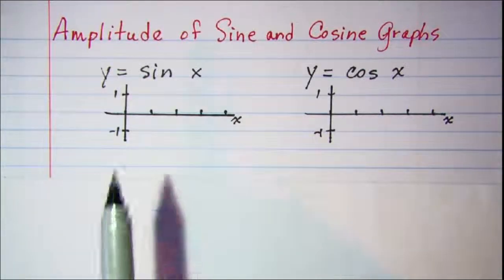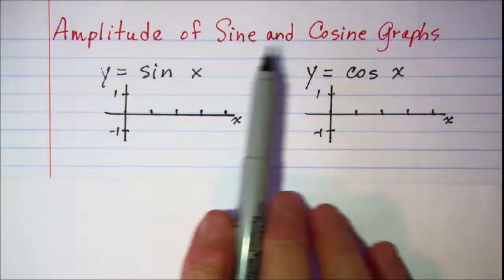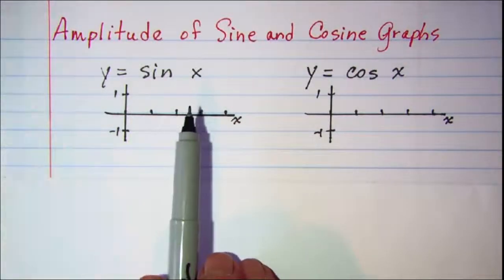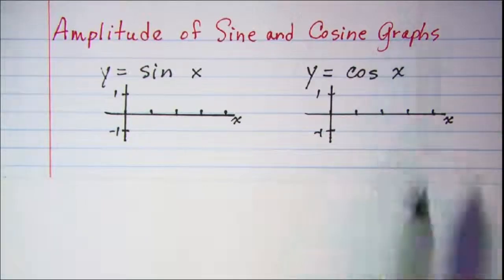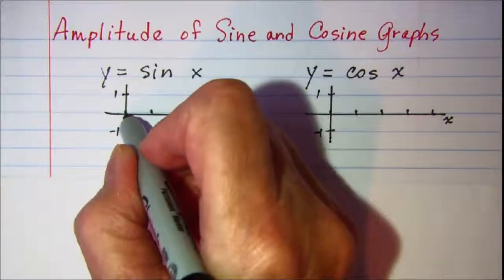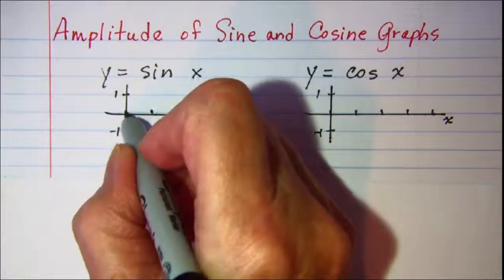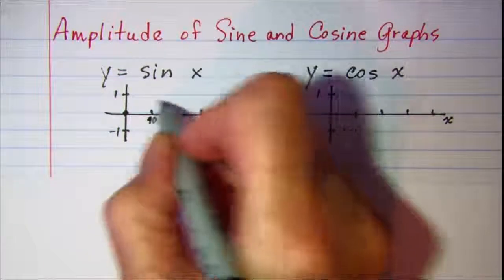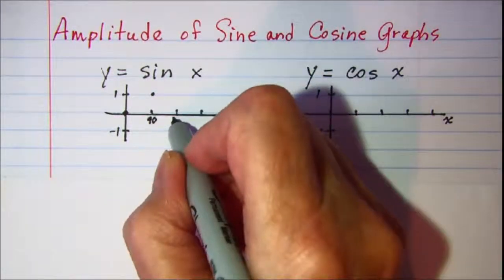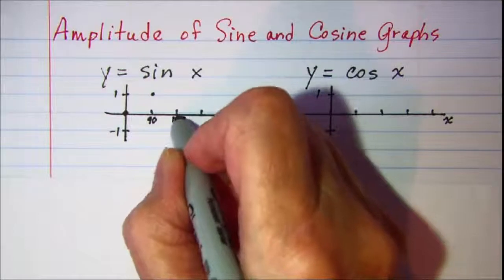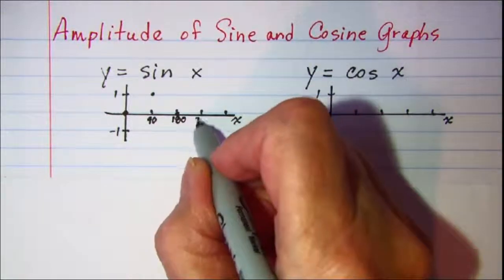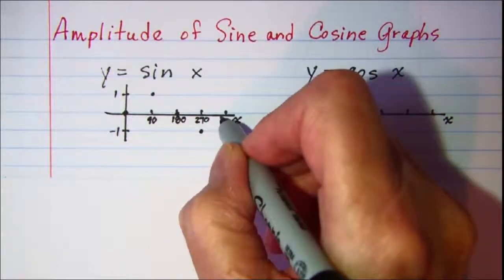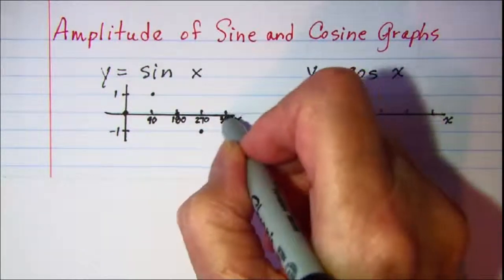In this video, we'll be looking at the amplitude of sine and cosine graphs. Now, we've already looked at the basic sine curve and the basic cosine curve. Recall that for the sine curve, at x equals 0, the sine is 0, and when x is 90 degrees, the sine is 1. When x is 180 degrees, the sine is 0. When x is 270, the sine is -1, and when x is 360, the sine is 0.